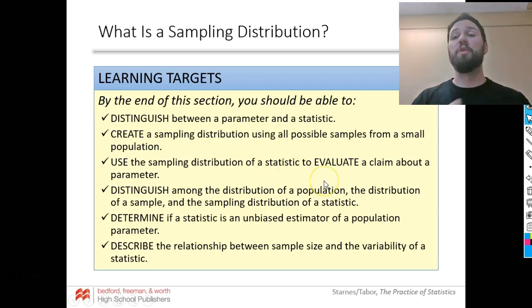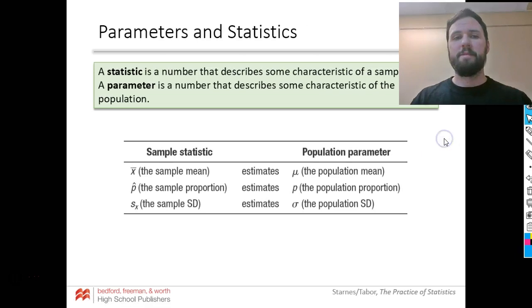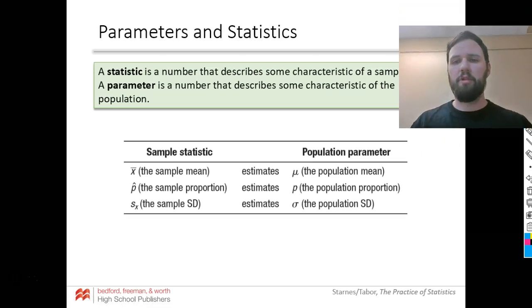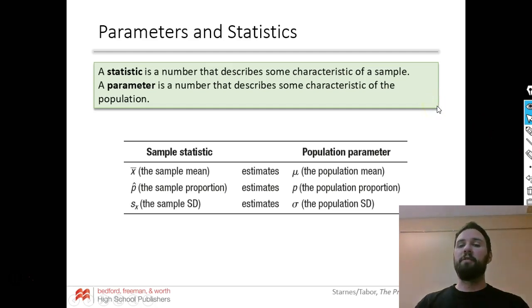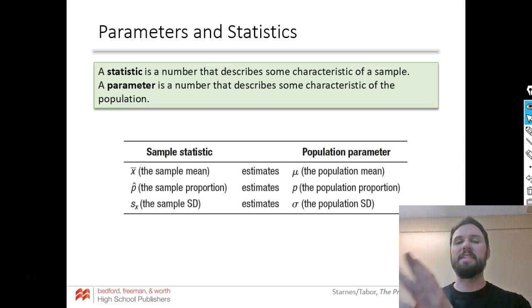Okay? A lot of this we've talked about. So first thing I want to talk about is what is the difference between a statistic and a parameter. A statistic is a number that we got from a sample. Alright? A statistic is an estimate of the parameter, and a parameter is the number that describes a population.